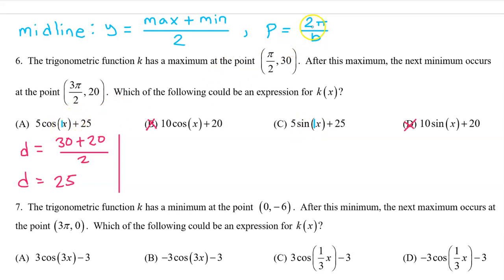So the period is simply 2 pi. Neither of these options have a phase shift. The c value in both cases is 0. So the period will begin at 0. Since the period is 2 pi, then one cycle of either function will end right here at 2 pi.